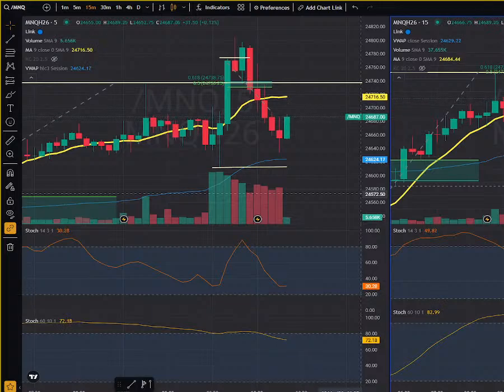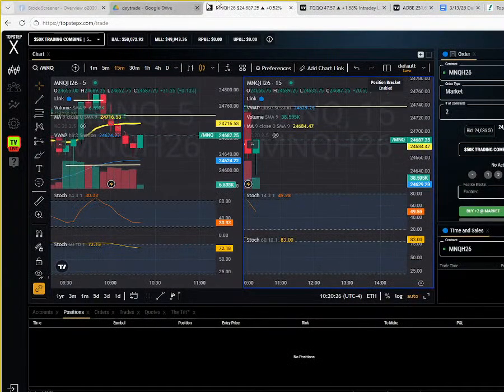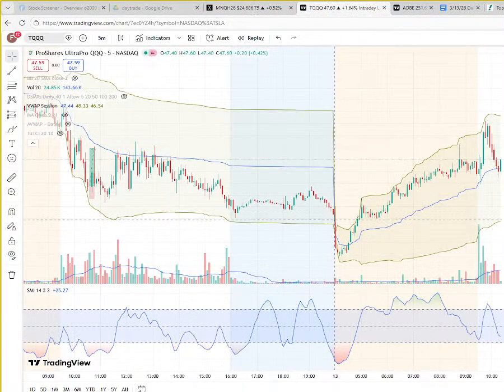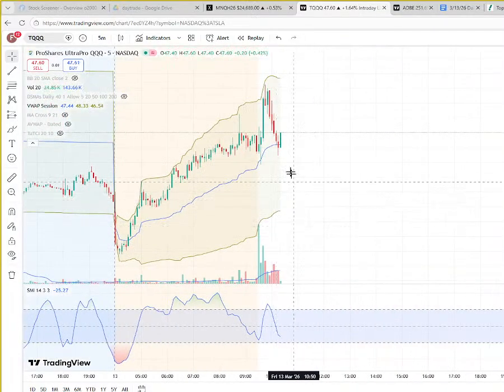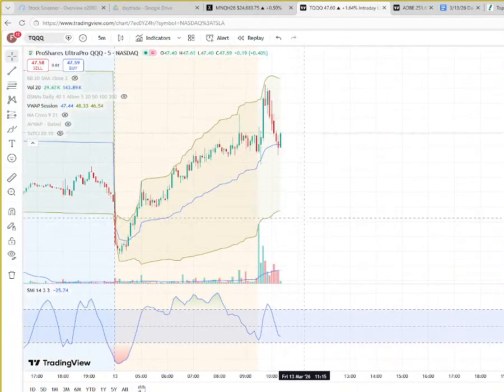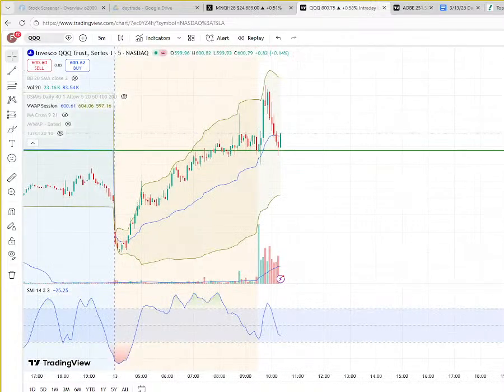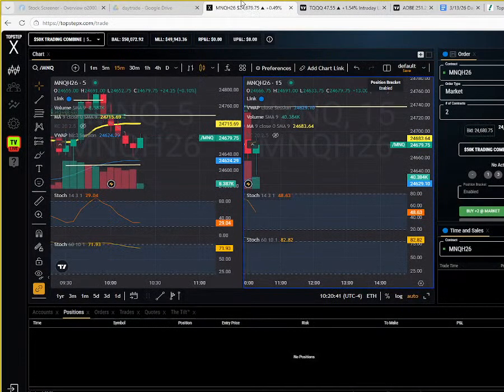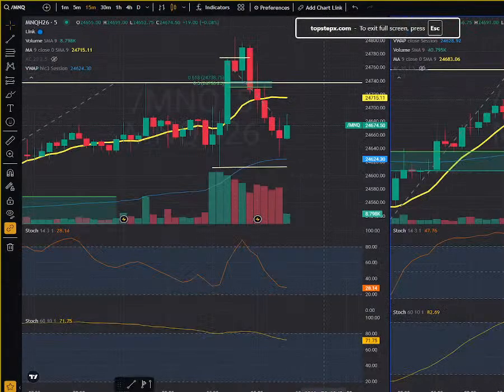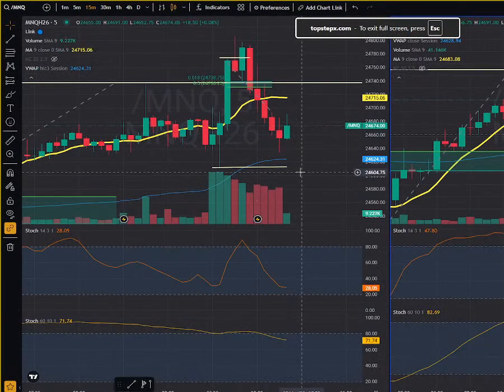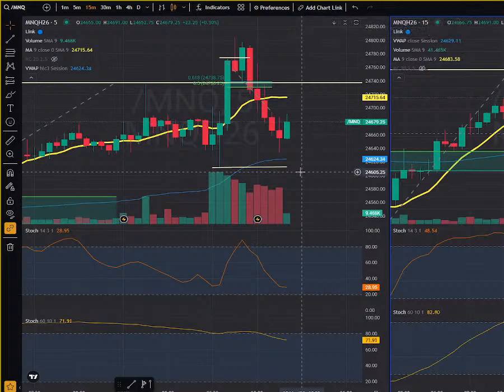That's not a reversal candle. That's not a reversal, just a regular doji. No, I would not take this for a reversal. If this candle does a sweep and then shows us something, I might take it for a reversal.